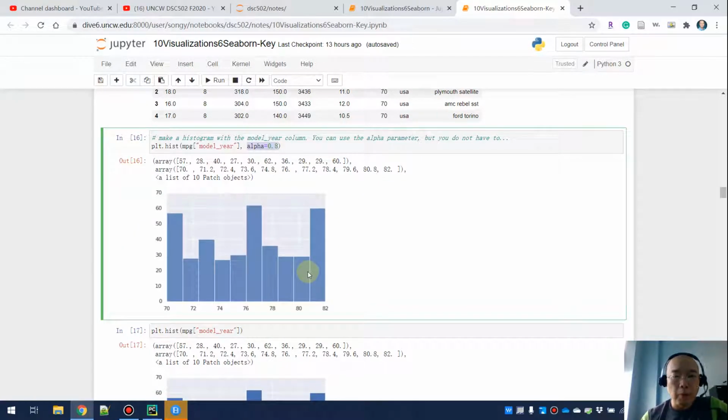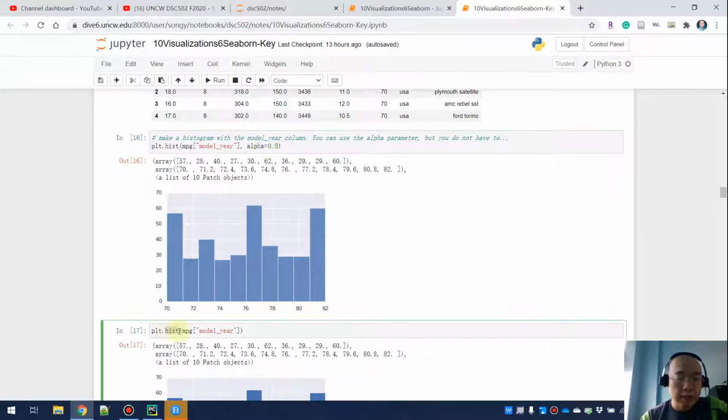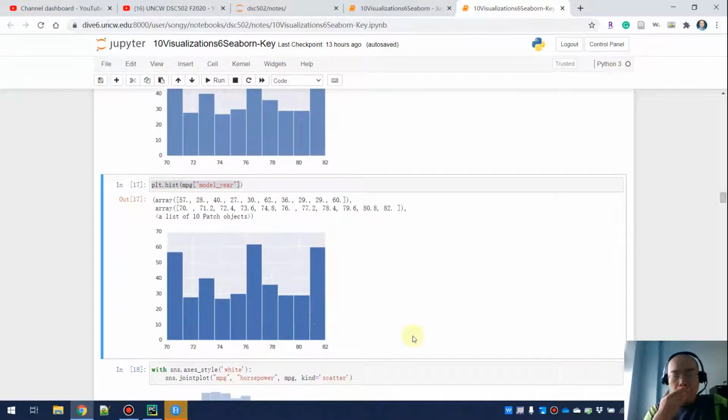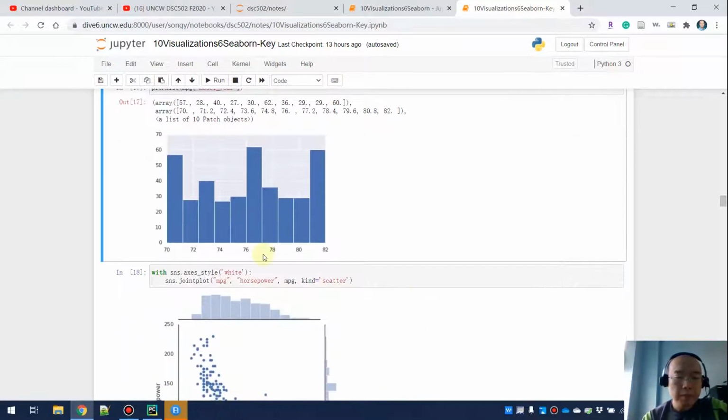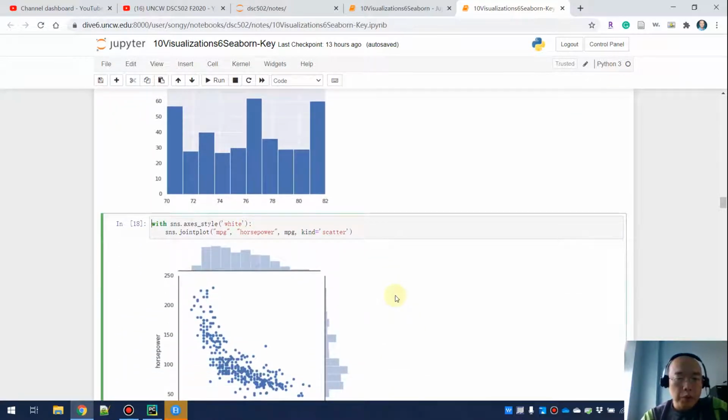So the bars are only a little bit transparent, and if I don't specify the alpha and I do a histplot, it will be like this. Okay, so making the bars a little bit transparent doesn't really add anything because we are not showing overlapping plots. And here, I want to do the joint plot with the MPG and the horsepower.